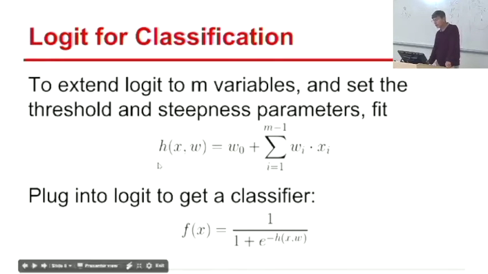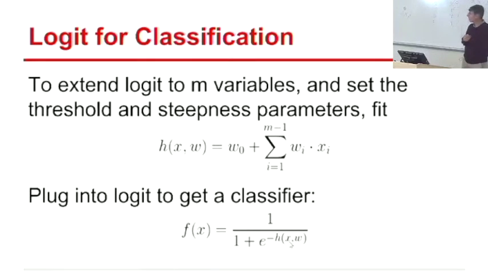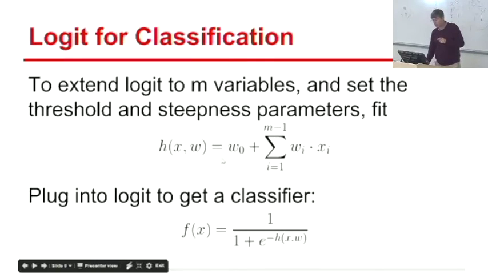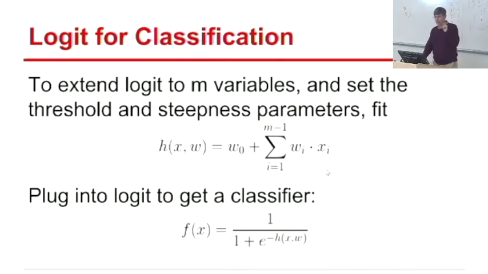Here what we're instead going to do is use this to compute a score, and take that score and plug it in as the argument to our Logit function. And now, for any input vector x, it's going to determine a probability. What is the probability that it is a member of this class? Any questions about that?